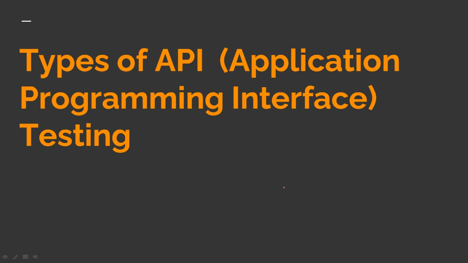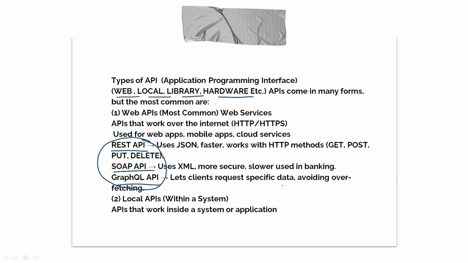So there are different types of APIs. API is application programming interface. We are going to learn the testing of it. And these are the types of APIs: web, local, library, hardware. There are two popular web APIs mainly: REST API and SOAP API, and there is GraphQL API also, which we use when the client is asking for specific data.